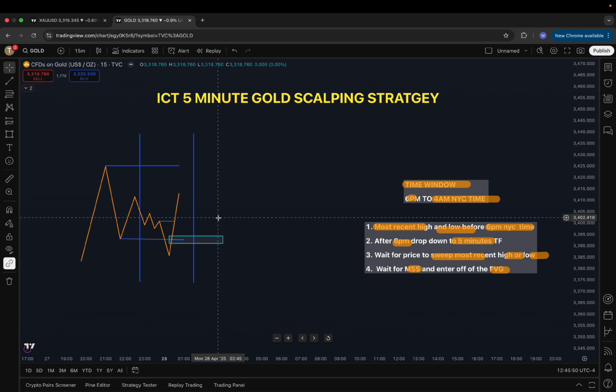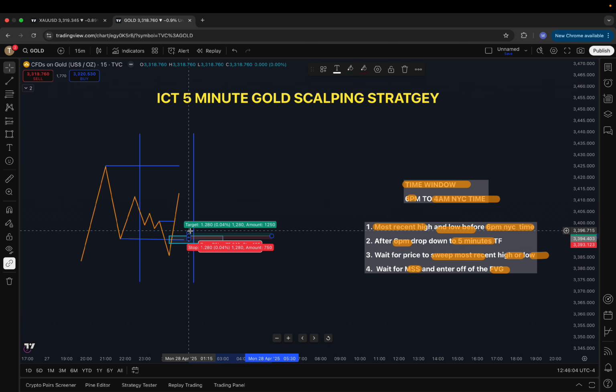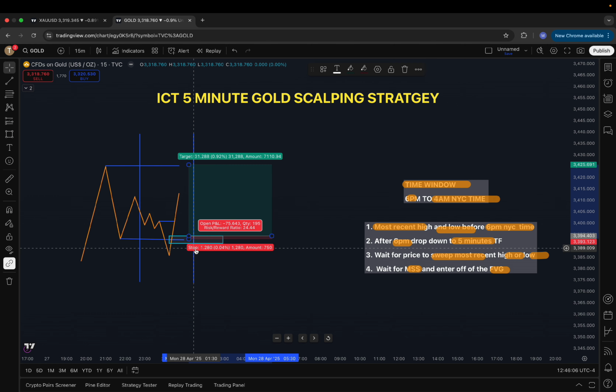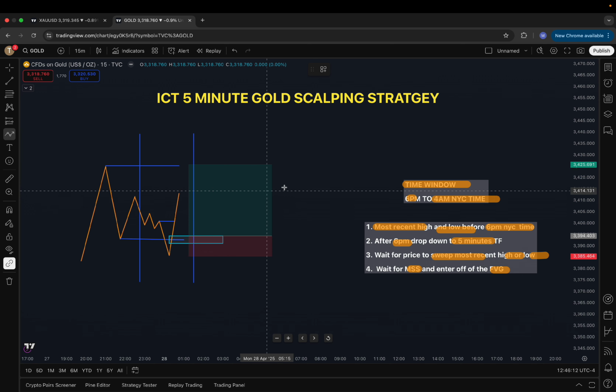And remember guys, you have to enter the trade within the time window, but if you're holding the trade and you've already entered the trade, you can continue to hold even if it's outside the time window. So next thing you want to do is set your long position and target the highs and stop loss below these lows.